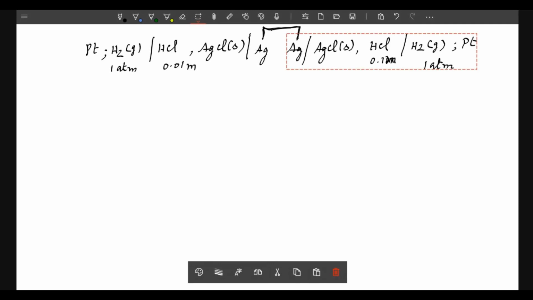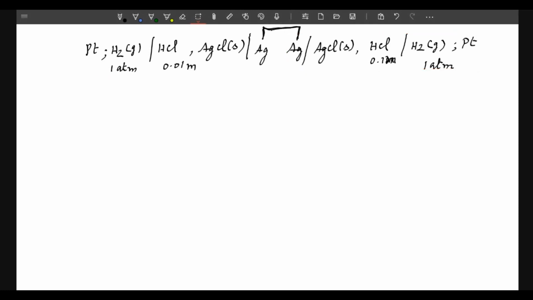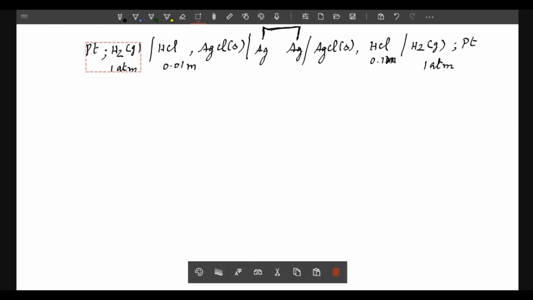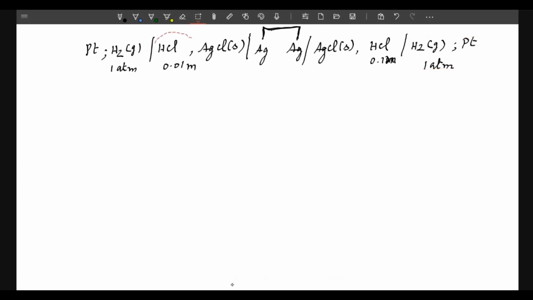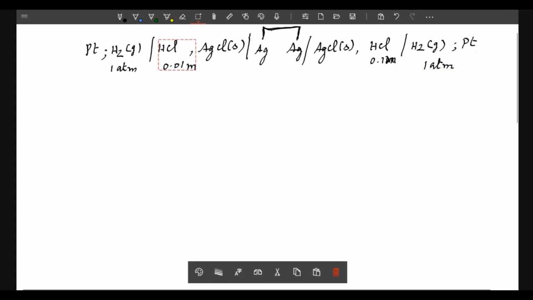Sir, how is it possible to detect this? First, look at the electrode present here. What is the electrode? Hydrogen, 1 atmosphere. Here also, hydrogen at 1 atmosphere. Therefore, it is not an electrode concentration cell. And look at the electrolyte concentration: 0.01 molar here, and 0.1 molar there. There is a difference. Same electrolyte, but a difference in concentration. Therefore, it should be an electrolyte concentration cell.